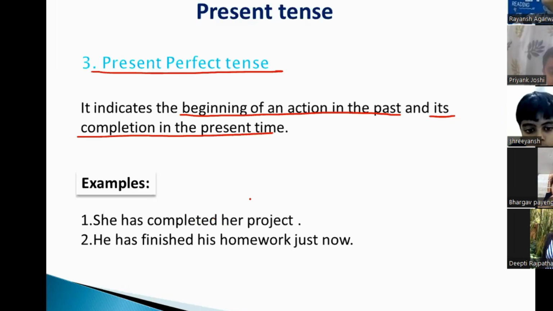If somebody has asked you, have you finished your lunch box? You say, yes, I have just finished my lunch. I have just finished my dinner. Okay, like that. Understood, everyone?